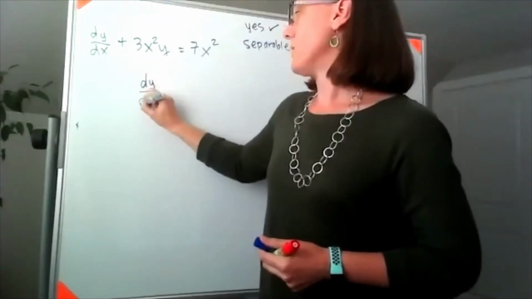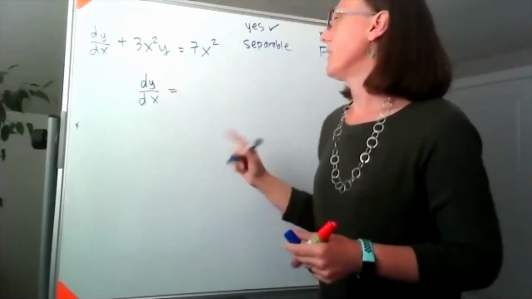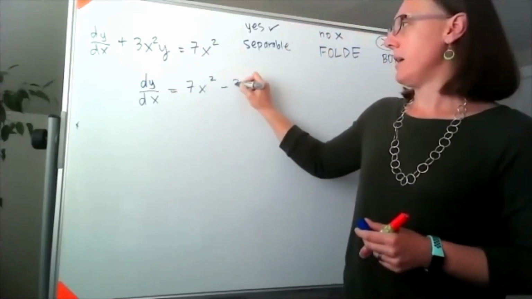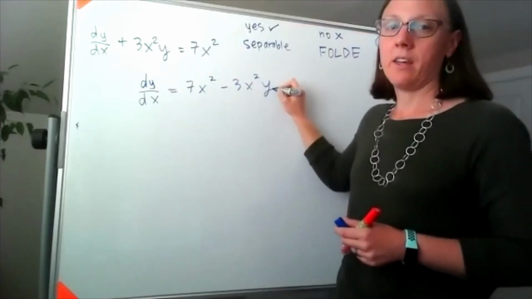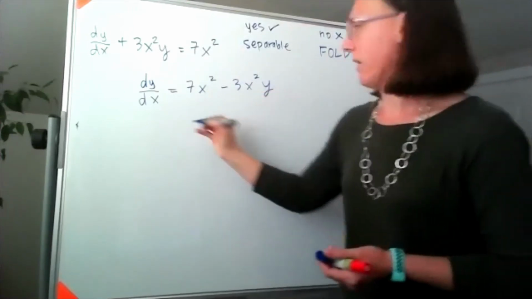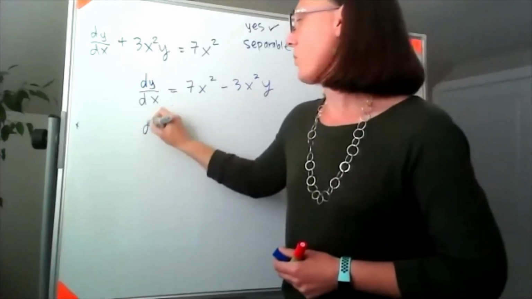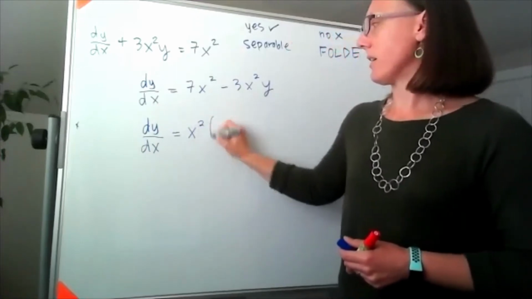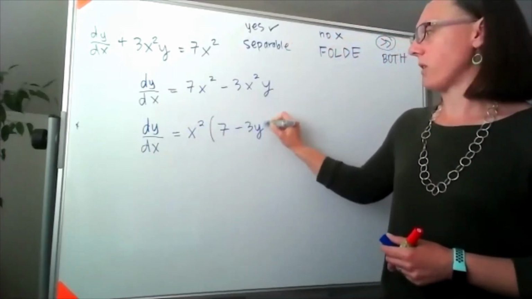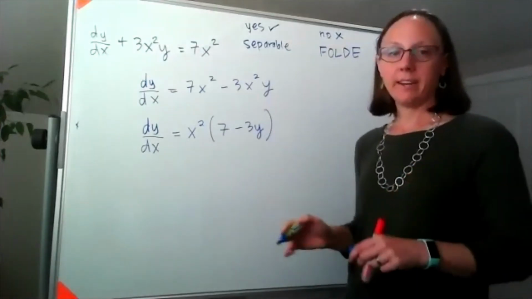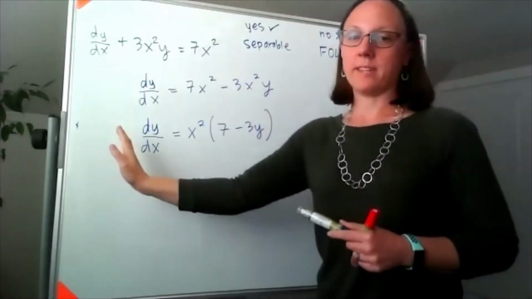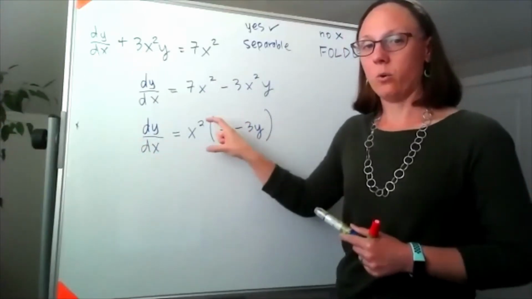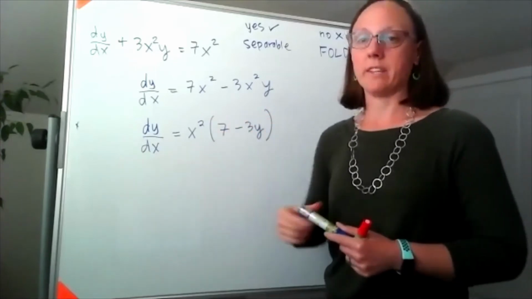So if I get that dy dx by itself, then over here, I'd have 7x squared minus 3x squared y, and I'm able to factor out the x squared. So I'd have dy dx is equal to x squared times 7 minus 3y. Next step, I want to get my y's on one side and my x's on the other. So that dx needs to get multiplied over here, and that whole piece, 7 minus 3y, would get divided over.